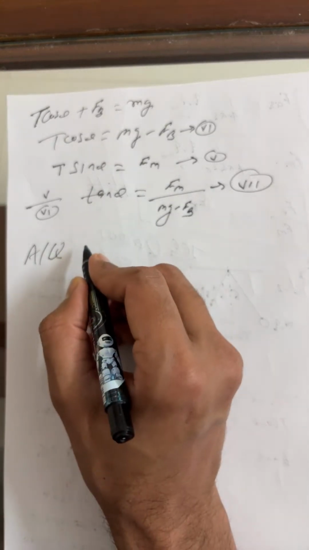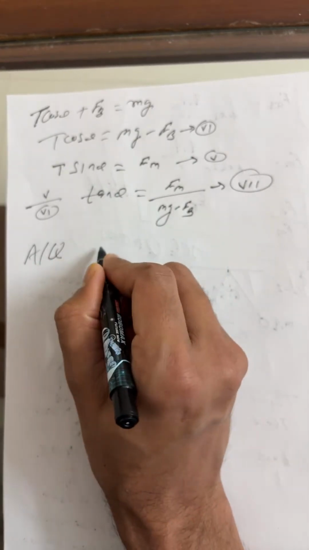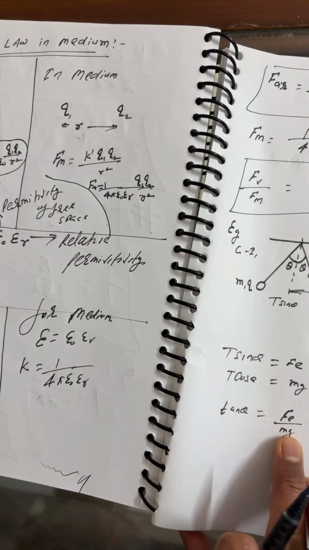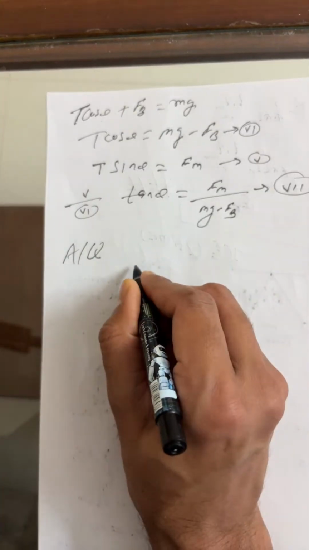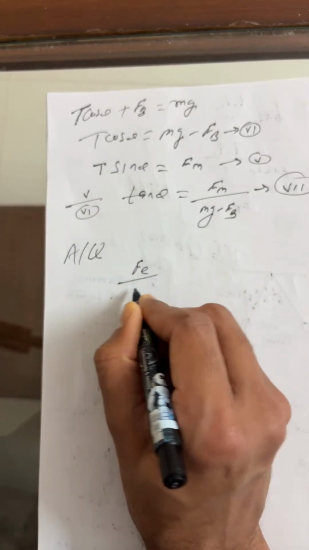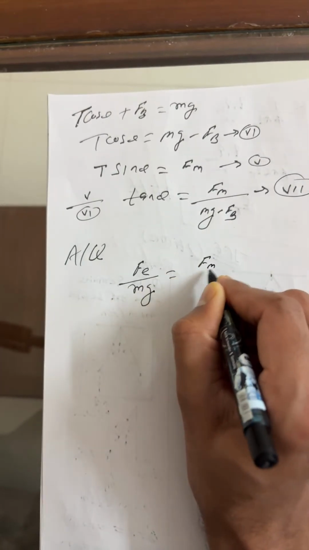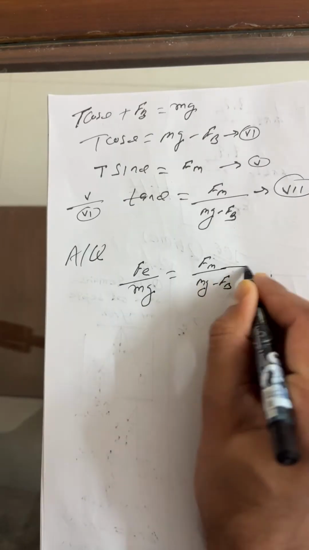Okay, beta, this is what you can write: tan theta remains the same. So what is tan theta? We got initially Fe by mg. Right, so you can equate these two: Fe by mg is equal to Fm upon (mg minus Fb).